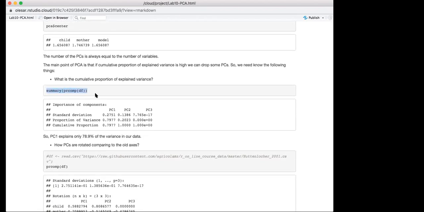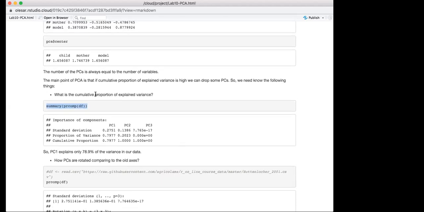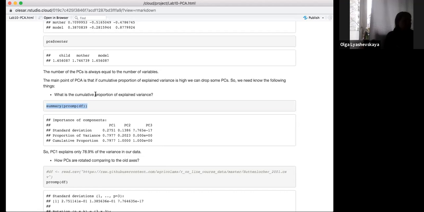Sorry, could you please explain what does the center do? No, I will skip this for now, and I will explain it a bit later.